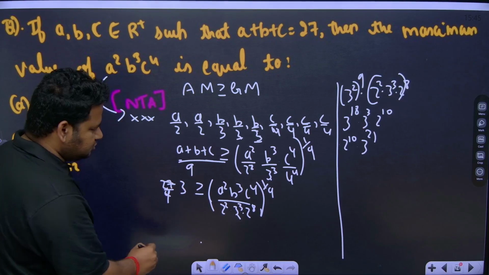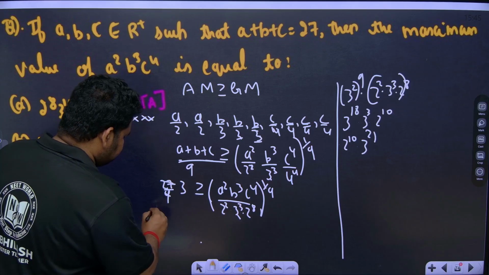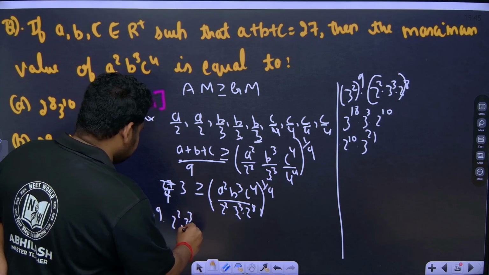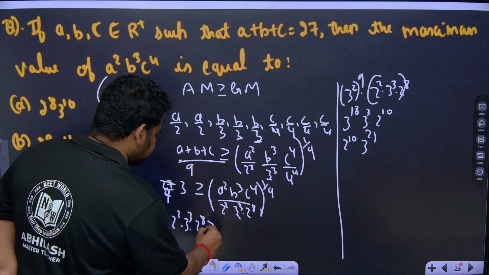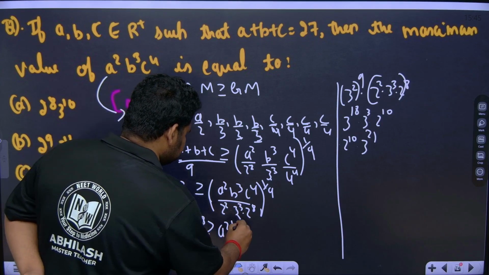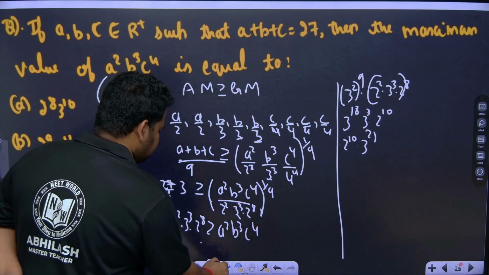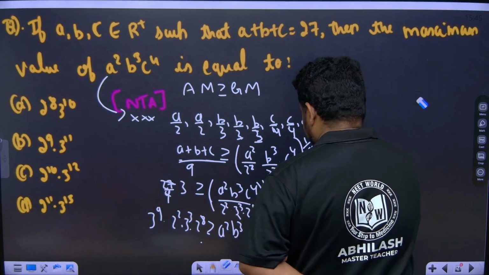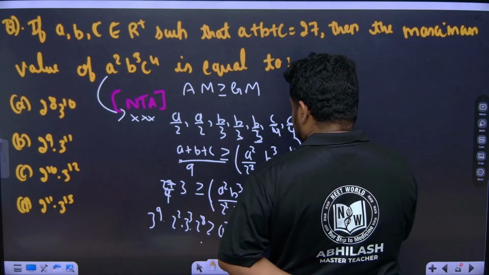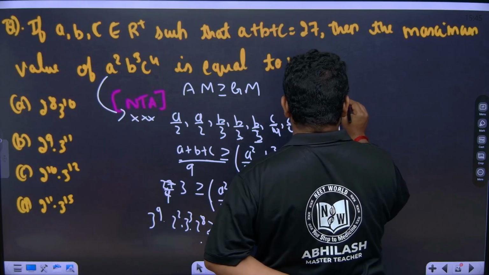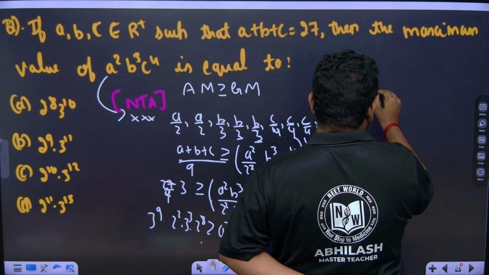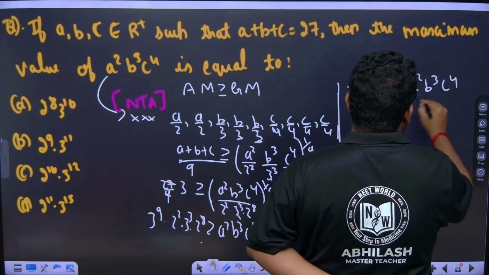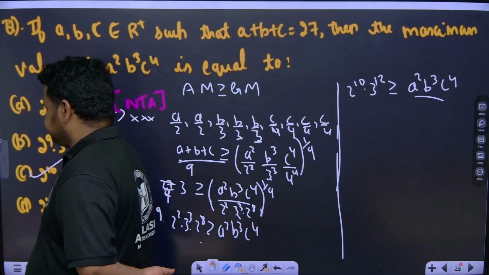Correct, no? So this will be 3 power 9 into what? You will get 2 square into 3 cube into 2 power 8 is greater than or equal to a square b cube c power 4. So this will be equal to what? See here, this will be equal to 2 power 10, 3 power 12. 2 power 10 into 3 power 12 is greater than or equal to a square b cube c power 4. The answer is option. Got it?